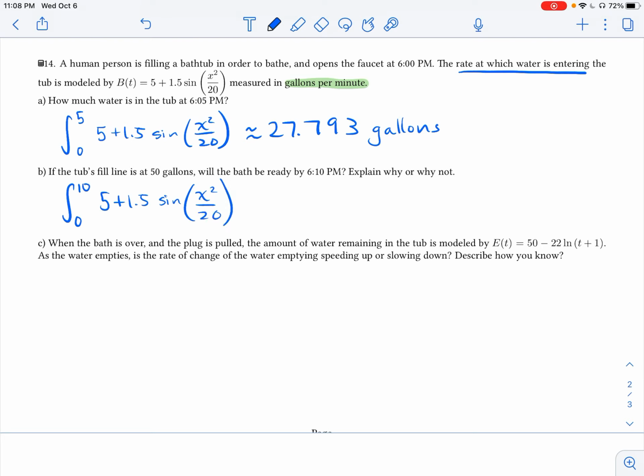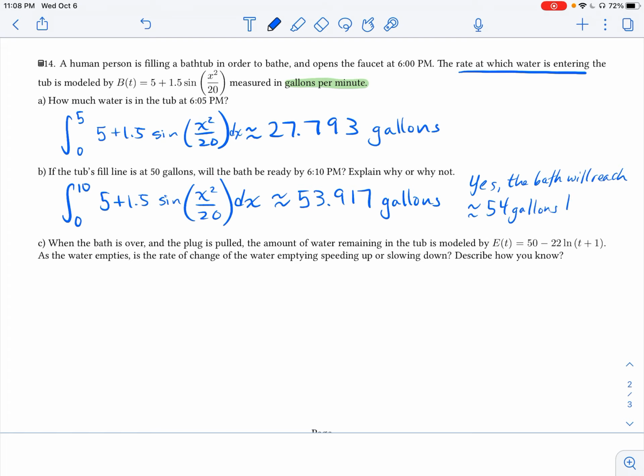I realized in my previous problem, I didn't write dx, which we should do. This is a function of x. Apologize about that. If you integrate that, take a moment, enter that into your calculator, make sure that you're pretty comfortable doing so, and hopefully you found 53.917 gallons. And so we can then say, yes, the bath will reach approximately 54 gallons by 6:10. So it will be ready.